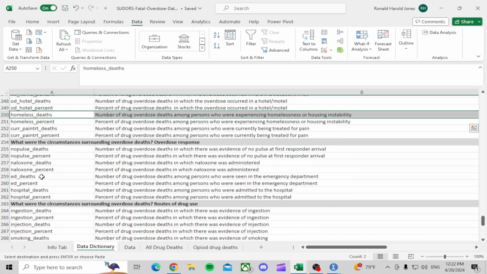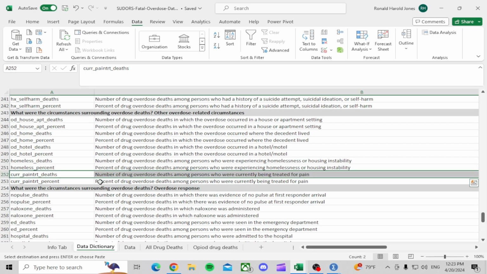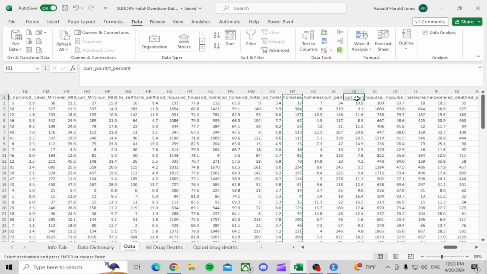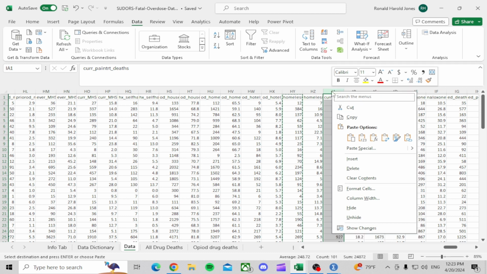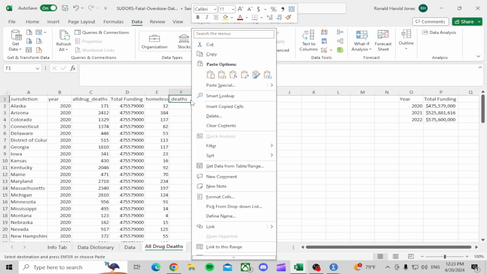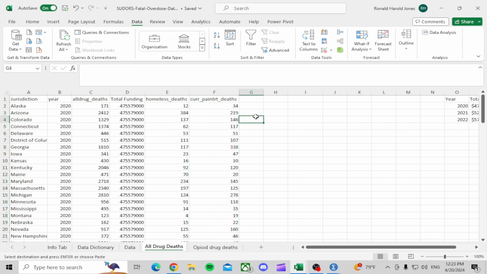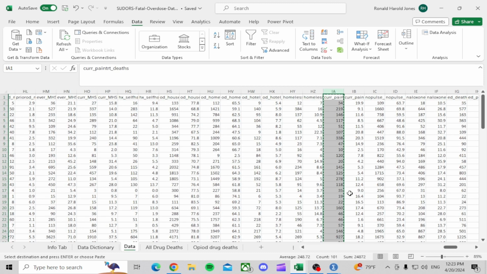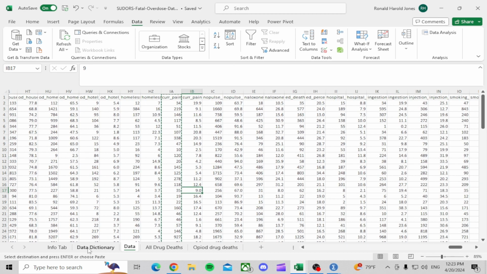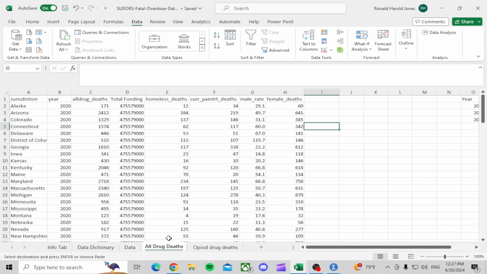Okay, let's see. Maybe we'll do this: number of people getting treated for pain, current pain. Copy, paste. All right, so let's try to run a regression here. We haven't done any variables yet. Actually, you know what? I'm not going to worry about variables right now because it seems like they already have all the variables spread out. So I don't even know if you need to do any.